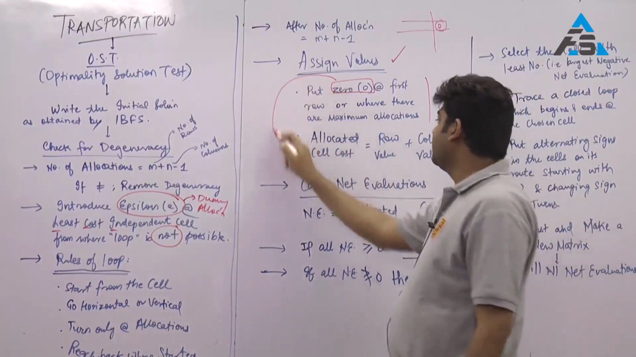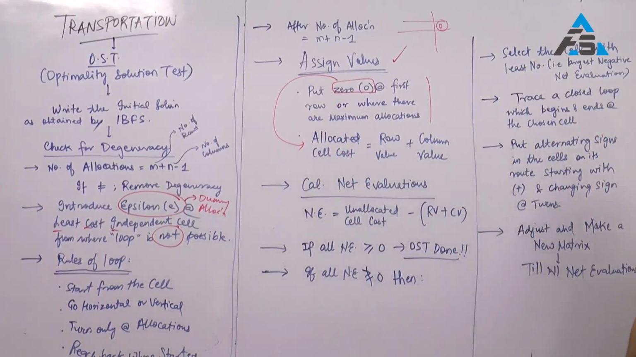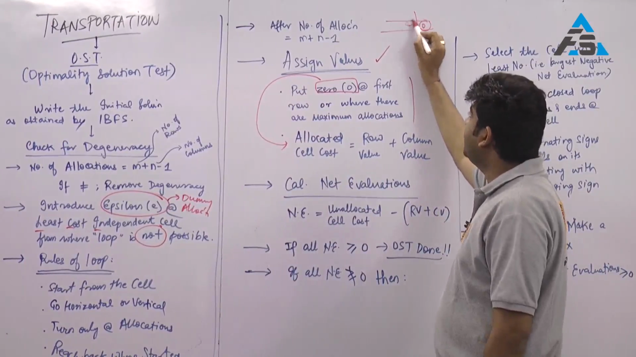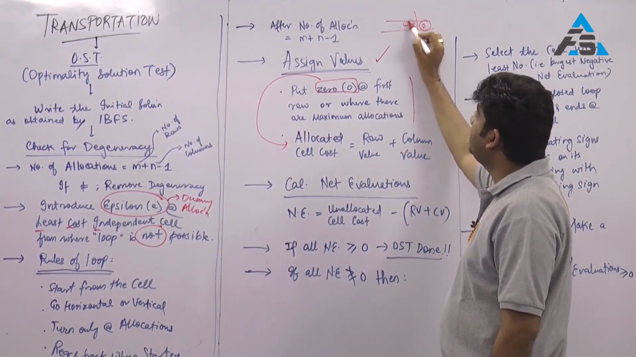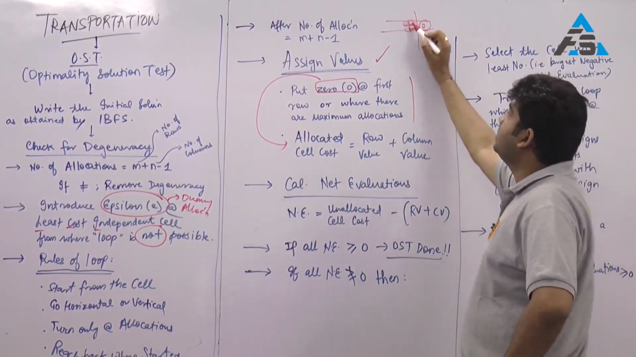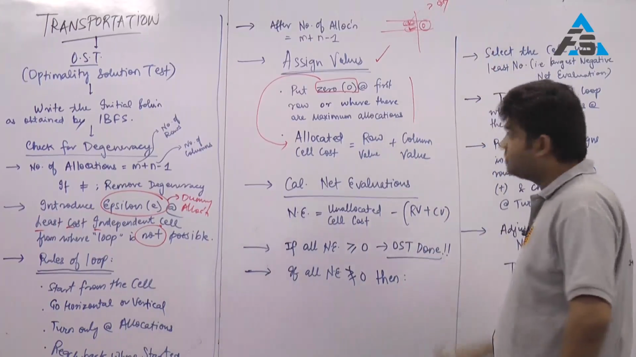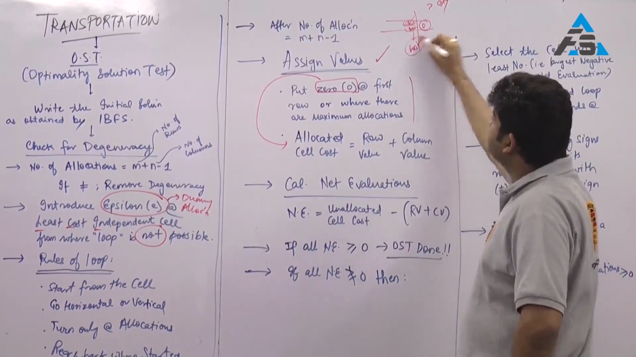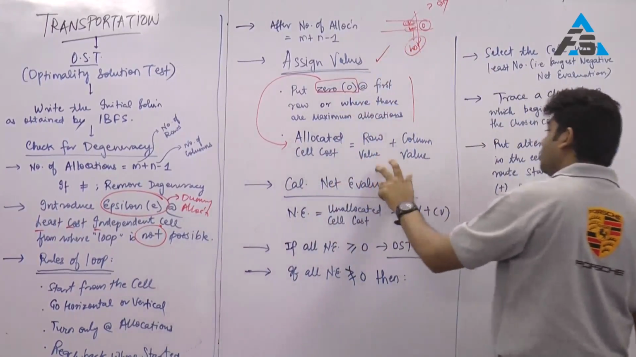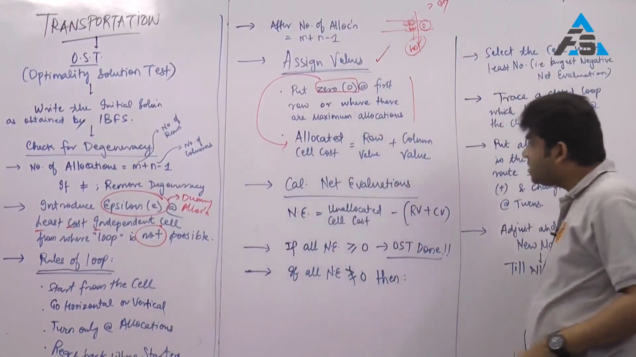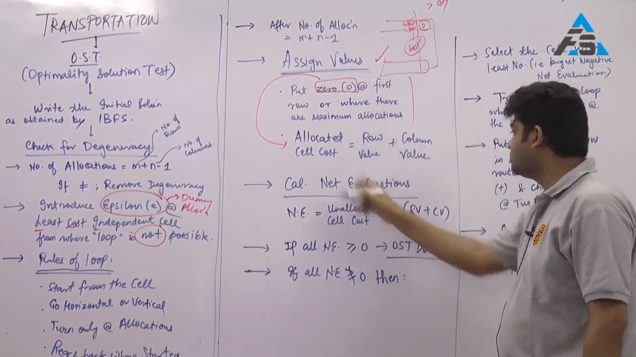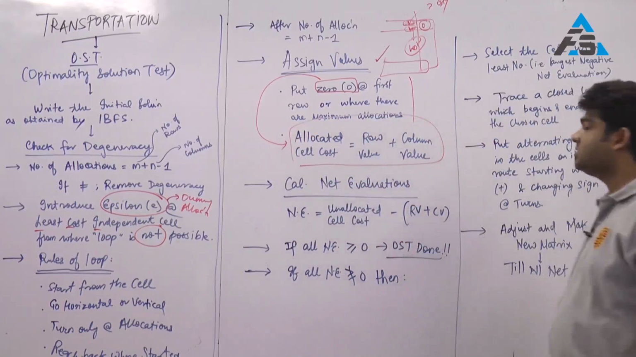Once that is done, the allocated cell cost is equal to row value plus column value. If there is an allocation somewhere, this is the allocation and this is the cost of that allocation. The allocation is the quantity that needs to be transported, and this is your cost per unit, that is cost per quantity. So allocated cell cost is equal to row value plus column value. You will have to check for row value and column value, and complete this whole assignment of values using this fundamental: allocated cell cost is equal to row value plus column value.